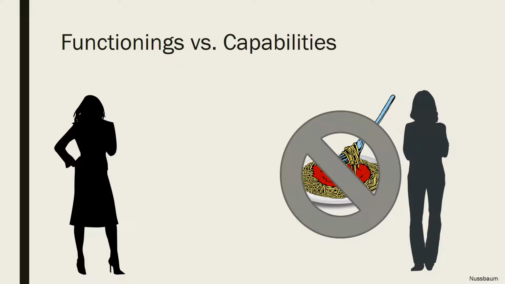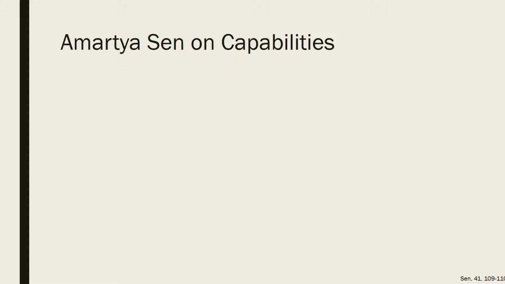Conversely, if the other does not have the means to properly nourish himself or herself, he or she does not have the capability to be nourished. In this example, the first individual would not be considered poor, while the second would. Many people have theorized about what capabilities matter and how to define them in terms of what is poverty.